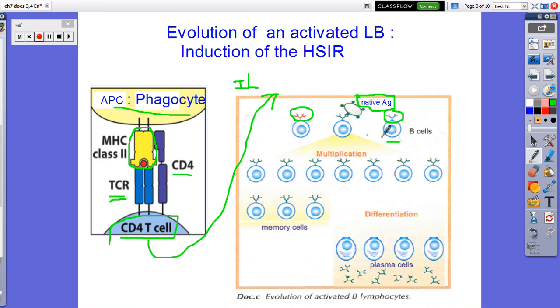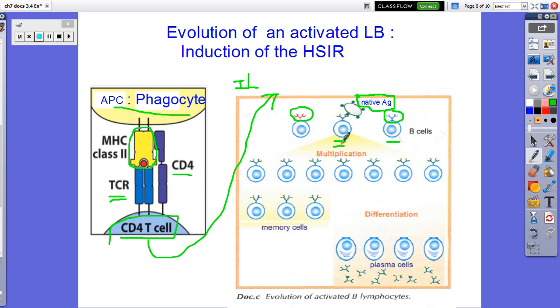So in this case, only this B lymphocyte whose antibody is specific to the native antigen is selected. This is the clonal selection. This clone is selected; the others are not selected. They circulate outside the secondary lymphoid organ in order to search for other antigens that can be specific for them.